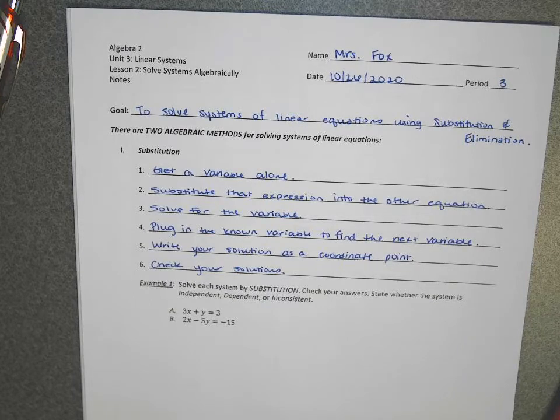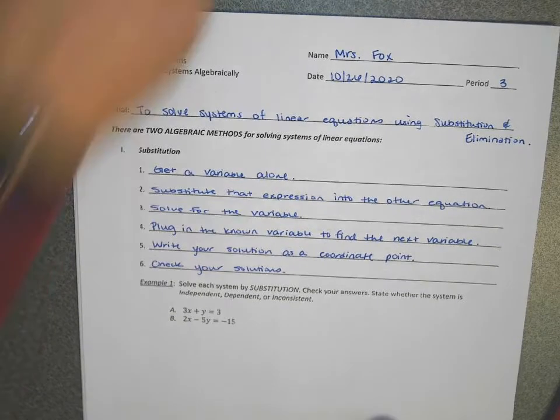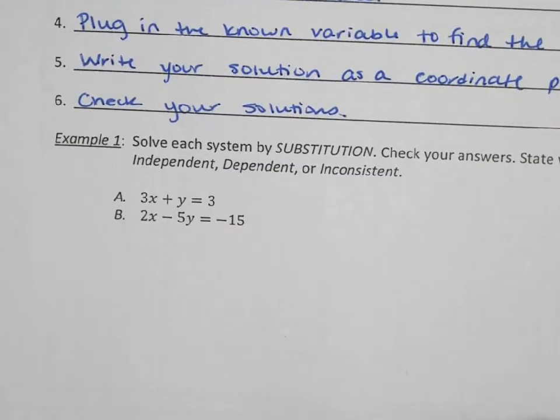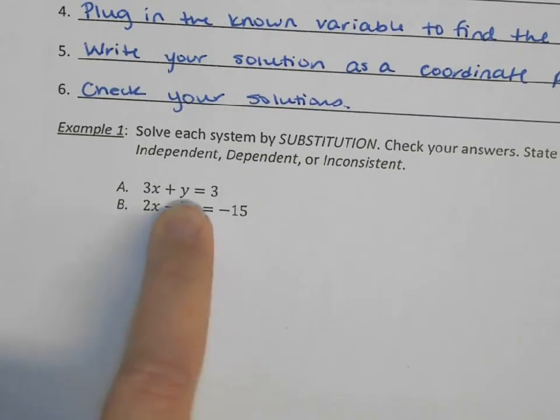So the very first step it says is to get a variable alone. Do you want to solve for x in A, y in A, x in B, or y in B? Which variable do you want to get alone? The first x, the second x, the first y, or the second y? The first y is going to be the easiest one to get alone because it doesn't have that coefficient in front of it. So we're not going to have to divide.